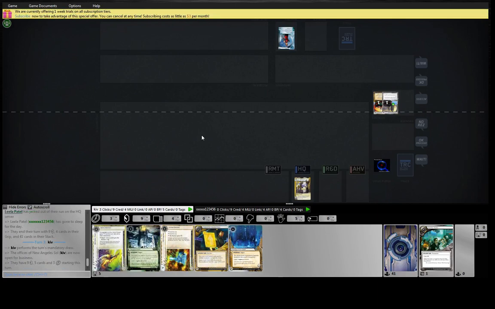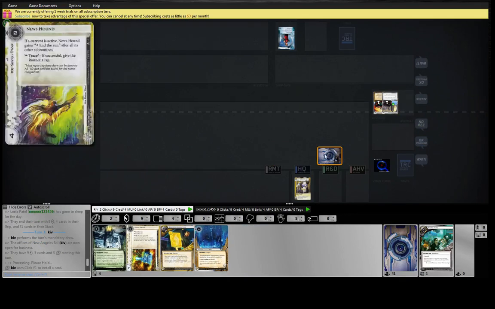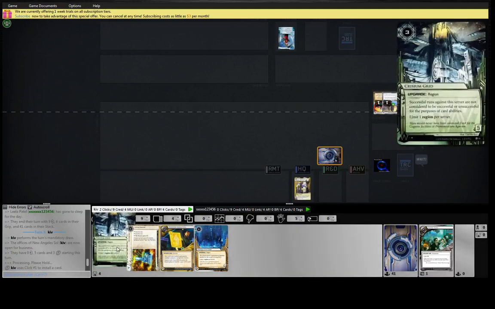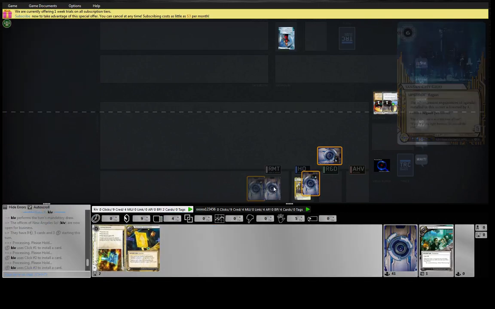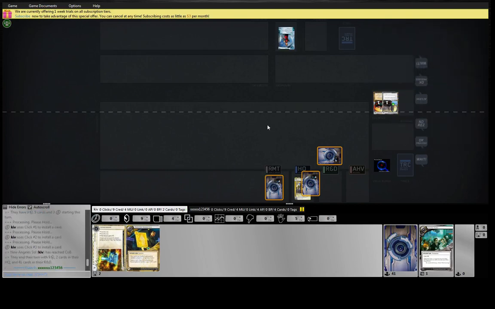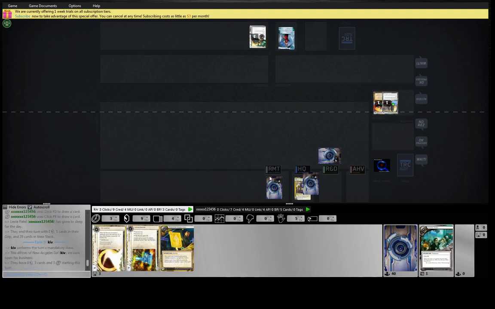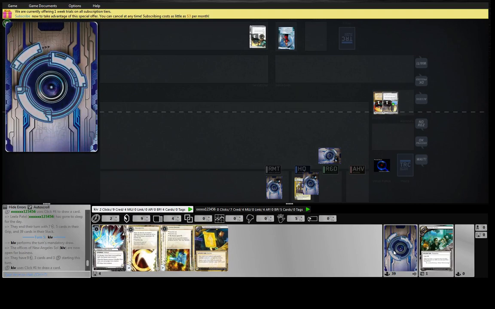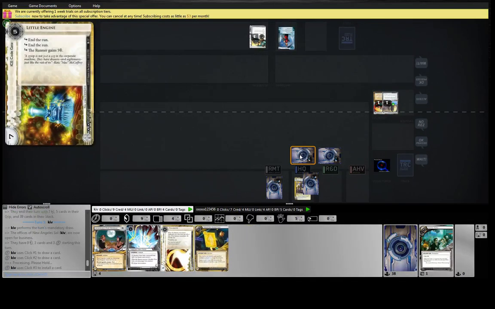Do we name Siphon here? What do we name? Well, I think if he had Siphon, he would have already used it. Pretty expensive. Everything we have is pretty expensive right now.